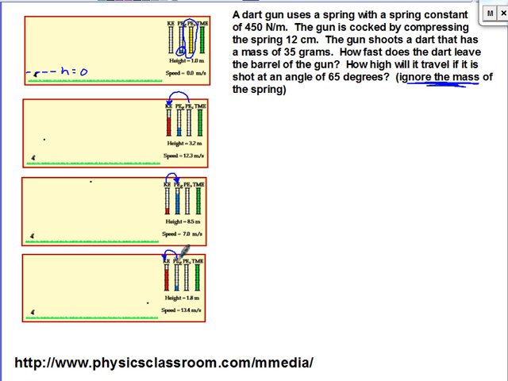So we're going to go ahead and determine, one, how fast does the dart leave? That's related to the kinetic energy. And then part two, how high will it travel? We're looking for the maximum height over here.